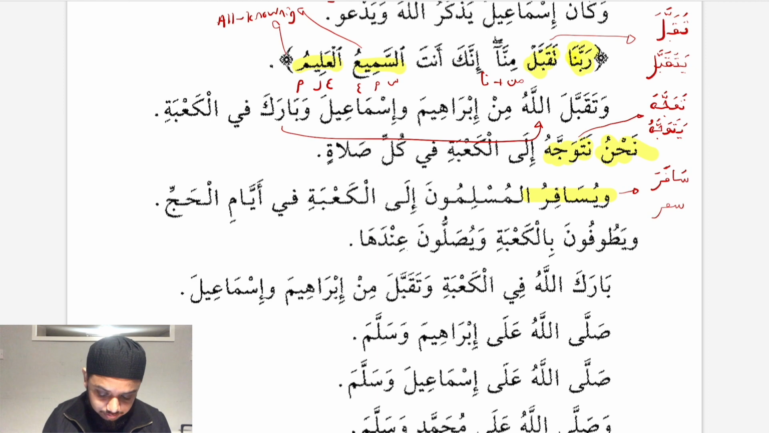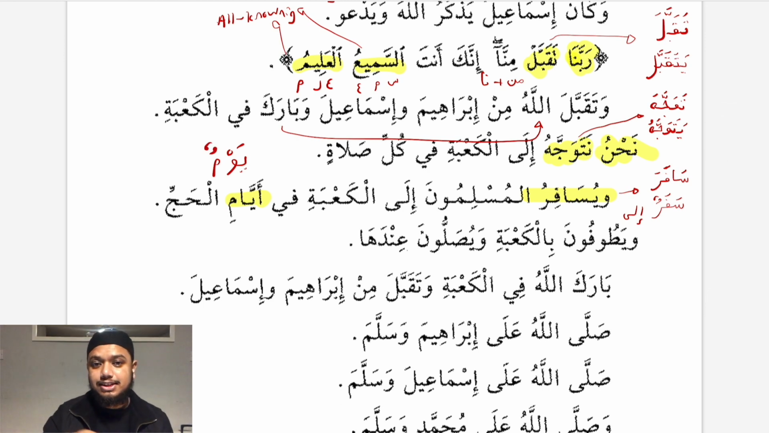Safar is the masdar, as many of you may already be familiar. We use the word safar for travel. And musafir is the traveler. It's followed by the preposition, the harf jar, ila. So وَيُسَافِرُ الْمُسْلِمُونَ إِلَى الْكَعْبَةِ, and the Muslims travel to the Kaaba في أيام الحج, in the days of Hajj. Ayyam is the plural of yawm. Yawmun means day. Ayyam means days.